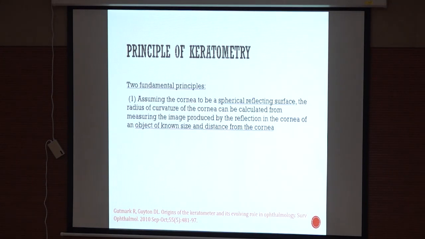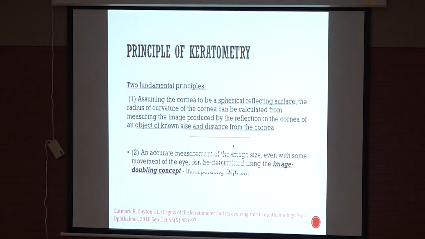Now, while understanding the basic principle that's involved in keratometry, it is important to understand that the cornea basically behaves like a spherical reflecting surface. You can imagine a cornea to behave like a spherical convex mirror. So when an object of a known size kept at a known distance is shown in front of the cornea, the image is going to get formed onto the cornea, and when we can measure this image size, we can deduce the radius of curvature of the cornea with this formula.